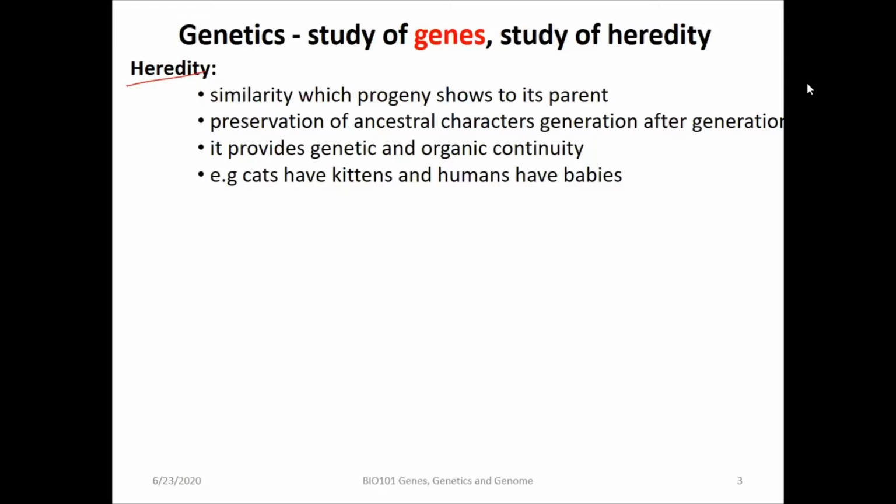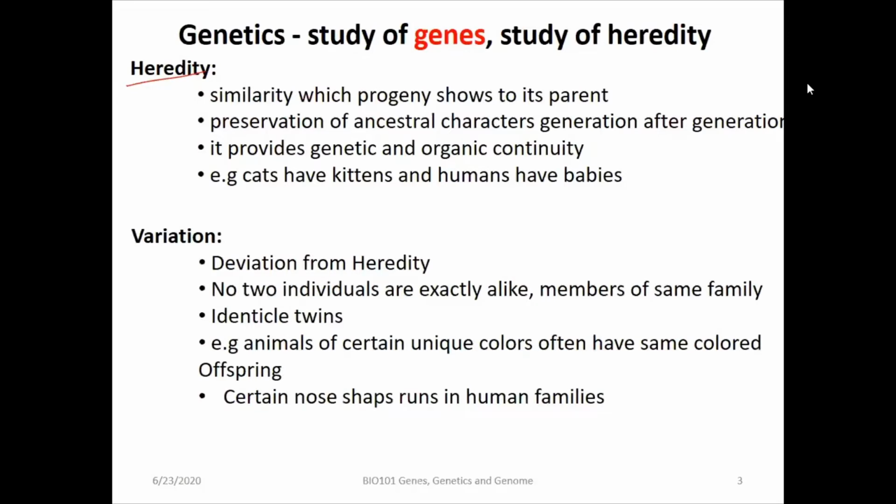However, in genetics, we also study variation. Variation means deviation from heredity. Now, deviation from heredity does not mean you will start having mules or chimps in your family. No. It means that humans will always have babies, cats will always have kittens, gorillas will always have baby gorillas, but there will be variation in their family.